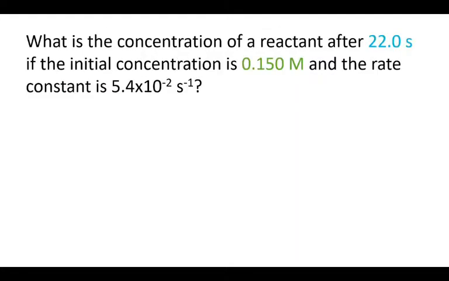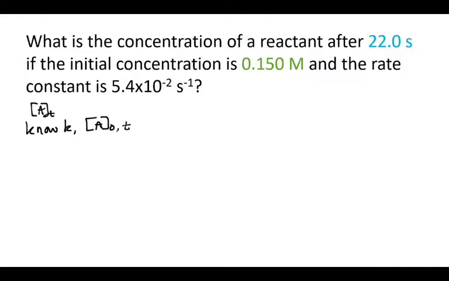Let's do an example. We want to find the concentration of some reactant after 22 seconds if the initial concentration is 0.150 molar and the rate constant is 5.4 times 10 to the minus 2 inverse seconds. So what are we trying to find here? Our goal is to find concentration at a particular time. What do we already know? We know k, we know the initial concentration, and we know the time that we want that to happen.